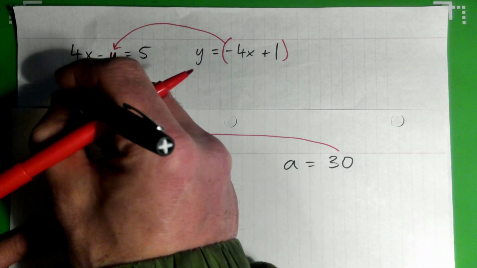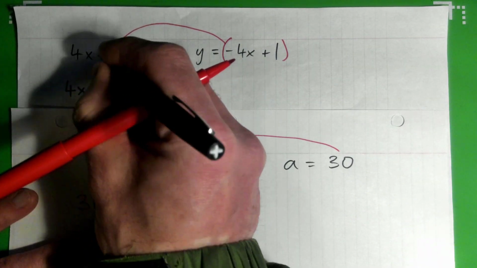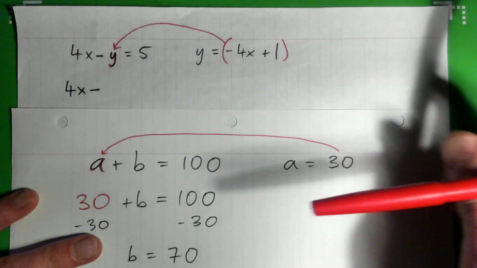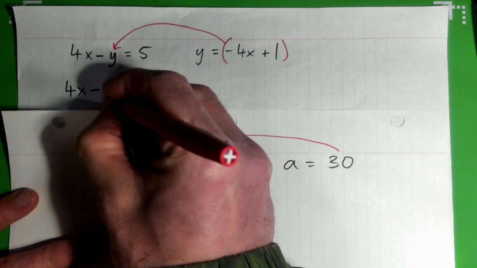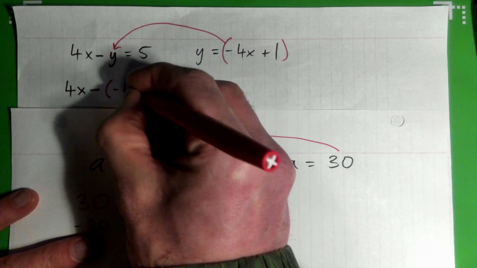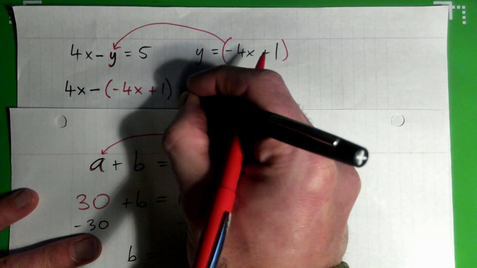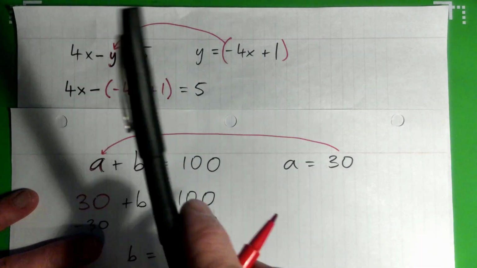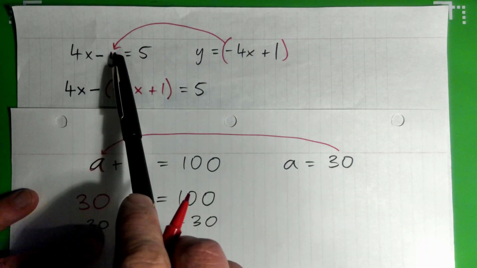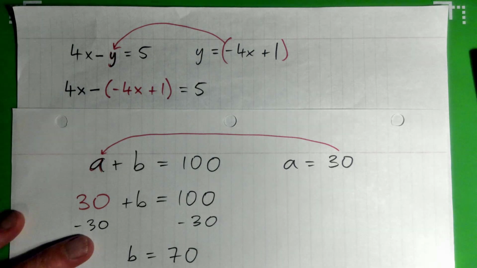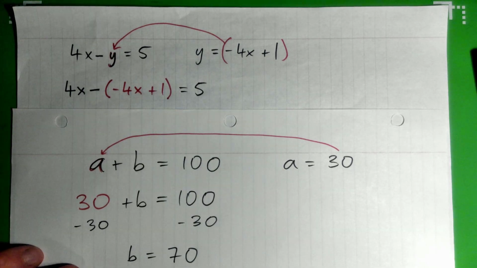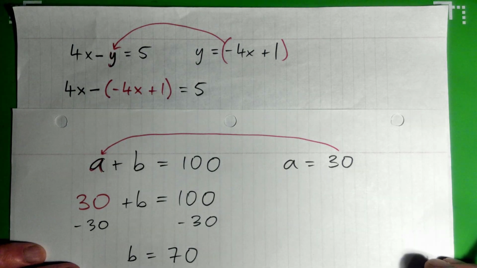So we rewrite this equation as 4x minus, and I do encourage you to put this in parentheses, negative 4x plus 1 in parentheses is equal to 5. So in this equation, I've replaced y with that expression, right? And then, yeah, go ahead.